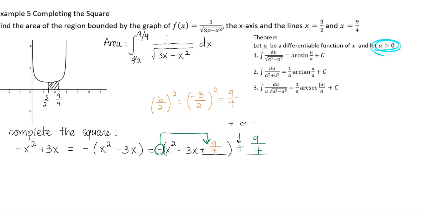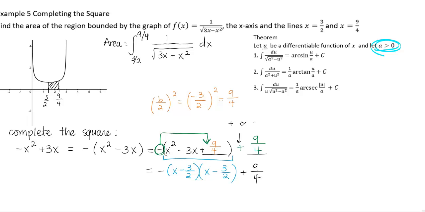So now, if we have this set up correctly, the quadratic on the inside of the parentheses should be able to factor, and it can. It factors into x minus 3/2 multiplied with x minus 3/2. And I'll bring down the plus 9/4 on the outside.